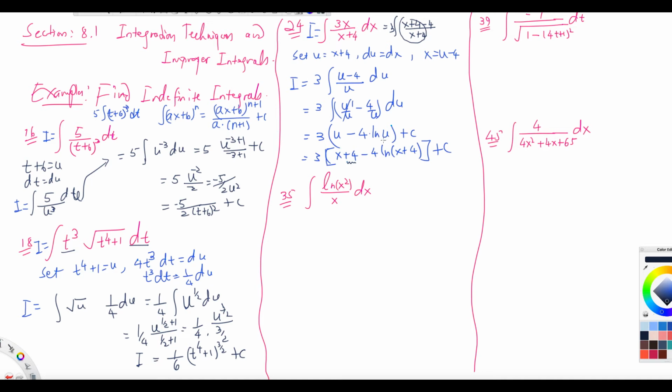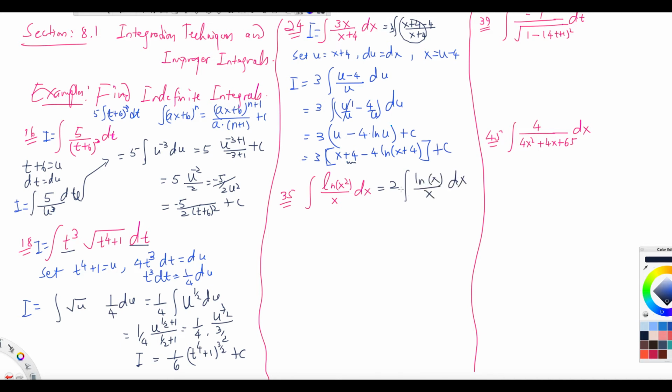The next problem is question number 35. Again, question number 35 can be done 2 different ways. So let me do just u substitution first. I mean, you will have to do u substitution either way, right? So what I'm going to do is, you know that the property of log says that if there is an exponent, you can pull that to the front, right? So you can write this as 2 times the integral of ln x over x dx.